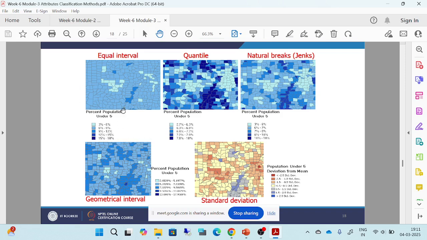But when the same data set, like this percent population, is classified in quantile, or even in natural breaks for that matter, you do not have an equal interval. It's like 2.7 to 6.3, then 6.3 to 6.8. So the interval is not the same. Here also 3 to 6, 6 to 7 like that. So it more or less takes into account the population density also. The main purpose is not to divide it into equal intervals. The purpose is to identify the places according to the population density.